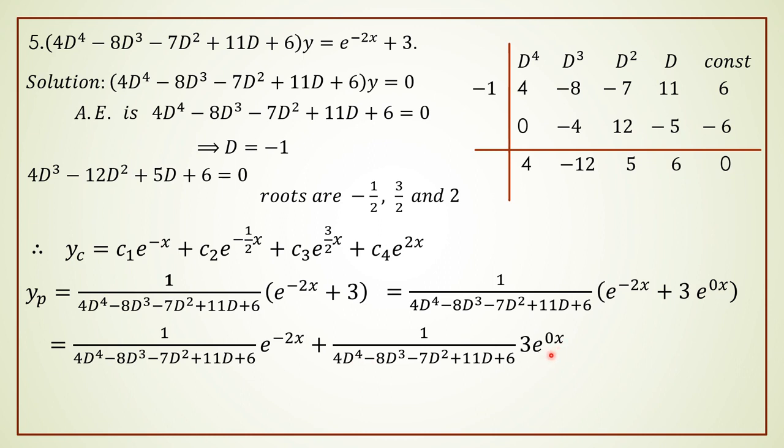What is the coefficient of x over here? It is 0, right? So that you are going to get the term as e to the power minus 2x by 84 plus 1 by 2, because in the second case you are replacing the operator D by 0, isn't it? So you are going to get the term as 3 by 6. 3 by 6 is nothing but 1 by 2. So this is the particular integral of the given differential equation.